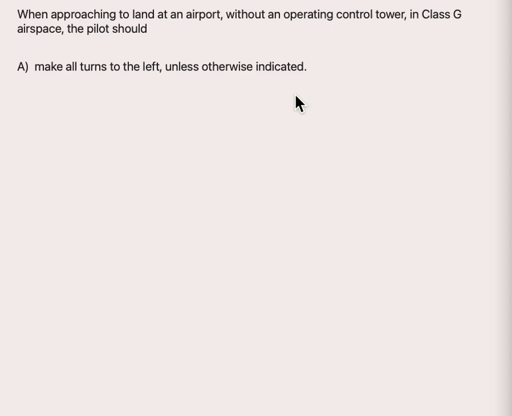So if you're landing at an airport, all the turns you make are left traffic unless it says otherwise on the chart or in the notes.